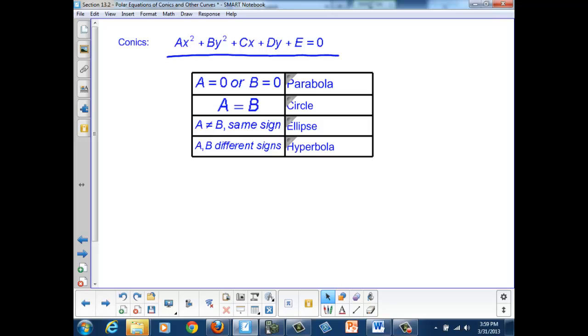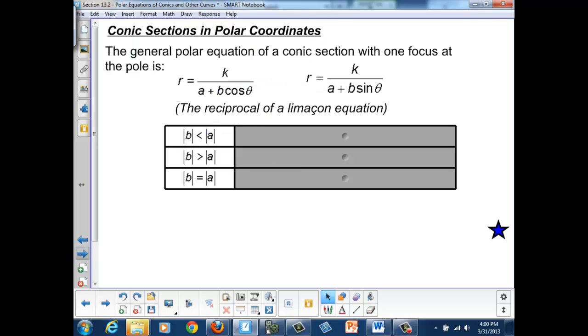Now let's figure out how we can identify which of these conic sections we have without going through the entire process of converting our polar equation to a Cartesian equation. Well, here's the standard equation in polar form of a conic section: r equals k over a plus b cosine theta, or r equals k over a plus b sine theta. So if we look at that, we see that it's actually the reciprocal of a limaçon equation.